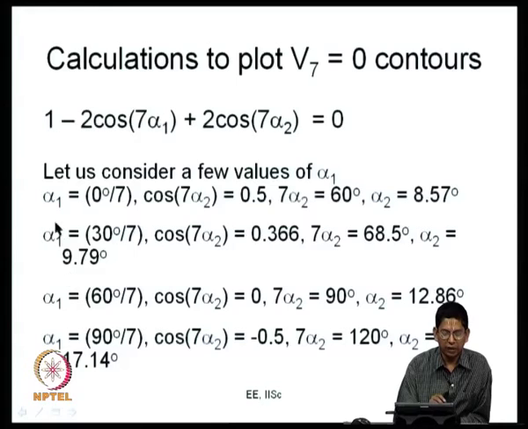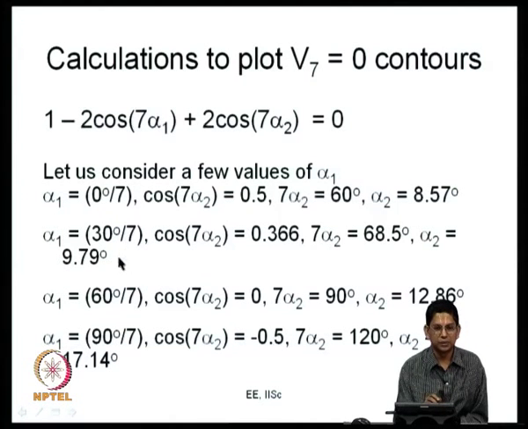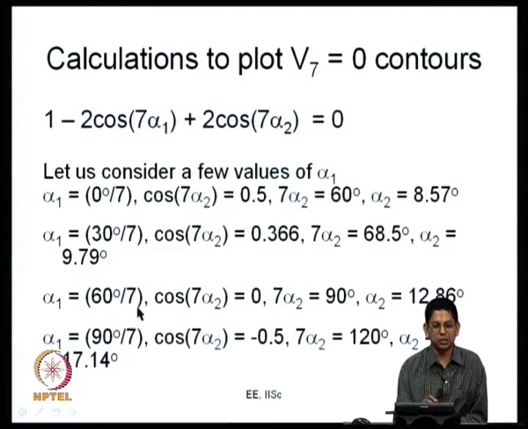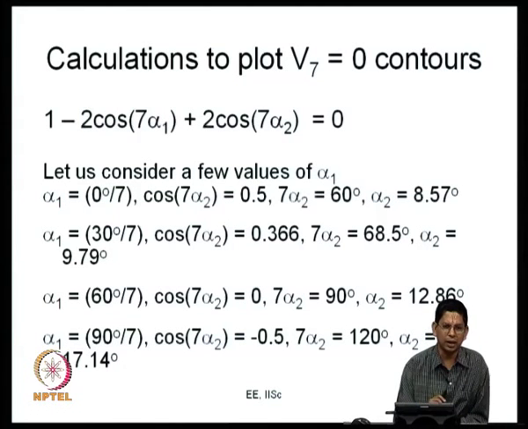If you see, I have taken alpha 1 is 0 and the next value I am trying to take is alpha 1 is 30 by 7. It is easier that way because 7 alpha 1 will then be 30 degrees and I am taking the next value 60 by 7, so 7 alpha 1 will be 60 degrees. It is kind of easy to do my calculations and all that. So, we are just taking some numbers like that. 30 by 7 is essentially something like 4.3 and 60 by 7 is something like 8.6 or 8.7.